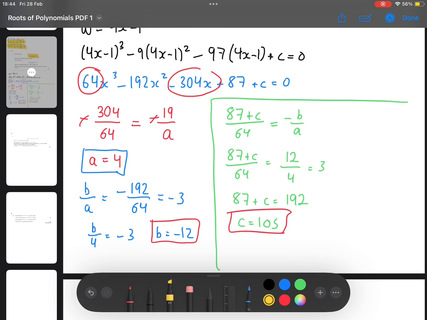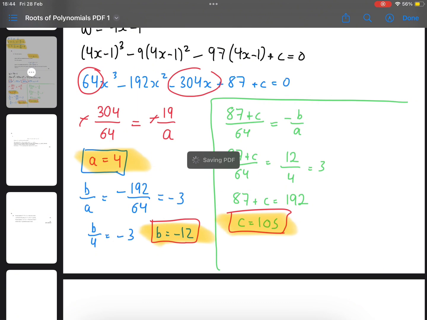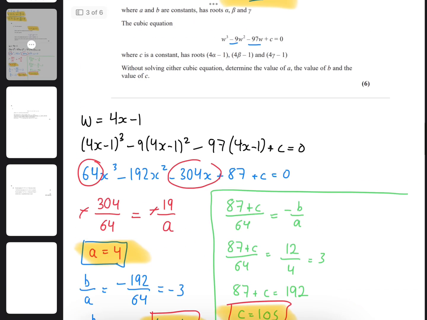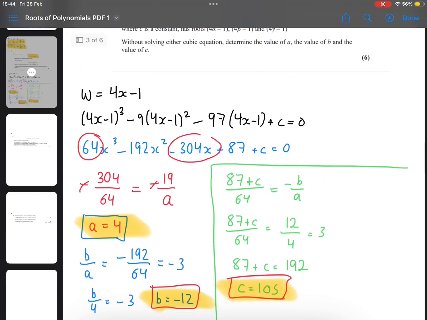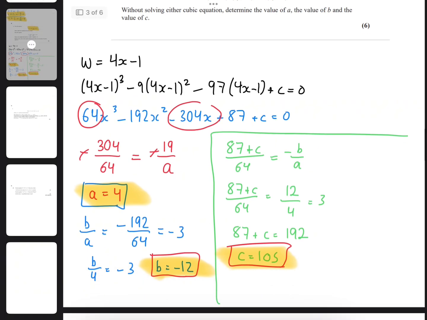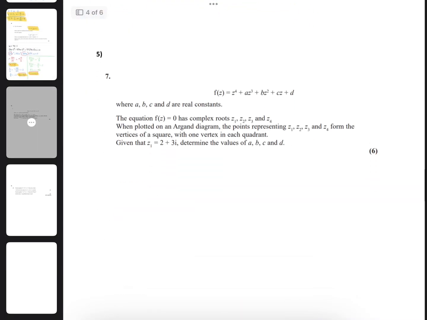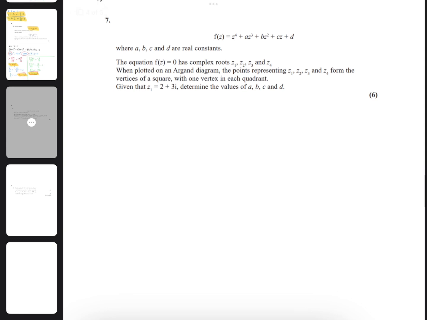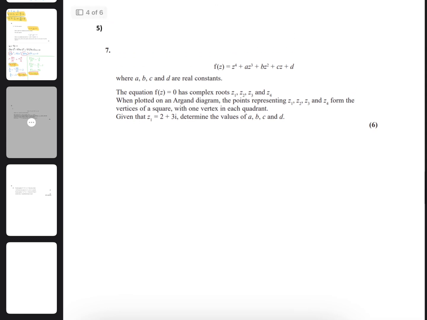And those are the solutions to that question. So I've started by using substitution there, and then we've just solved one by one, working with the information which we had to find the values of a, b, and c. Moving on to the next one.